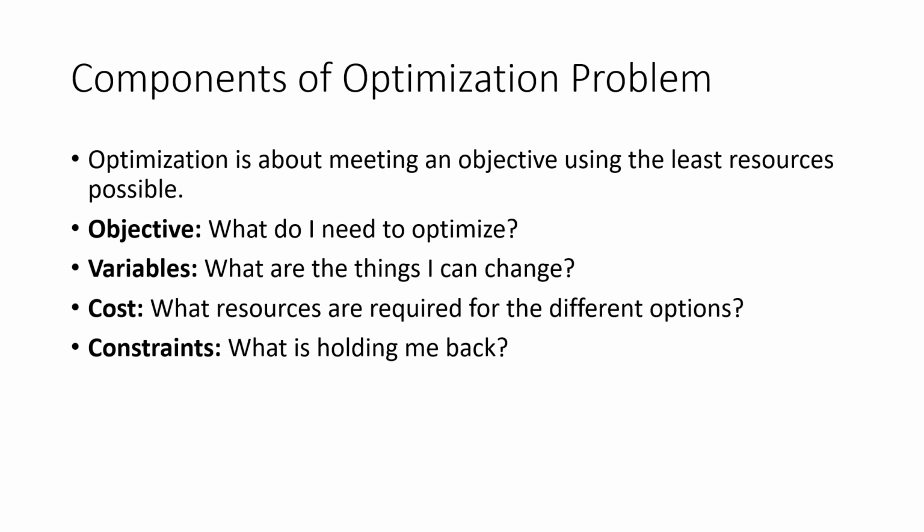Optimization is about meeting an objective using the least resources possible. So, what do I need to optimize? What are the things I can change? What resources are required for the different options and what's holding me back? And our main things are the objectives, the variable, and the constraints. Those are the 3 main components I talked about.